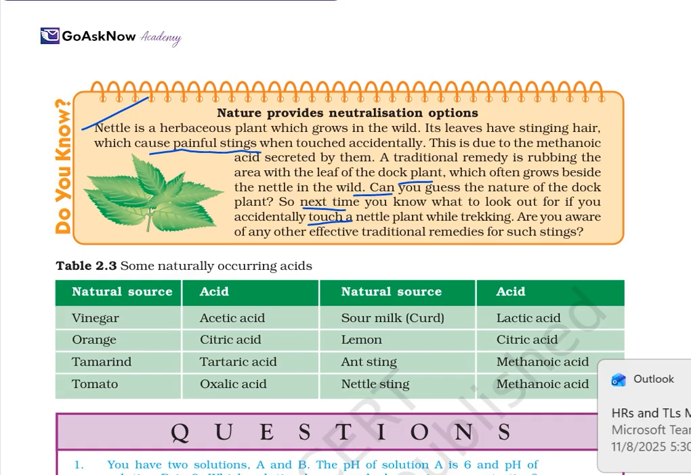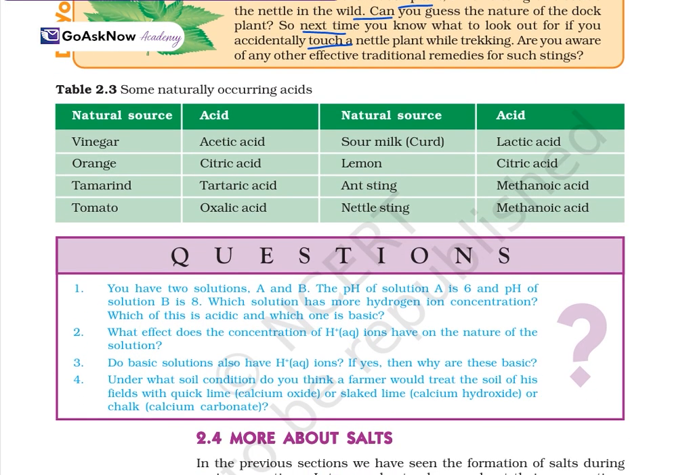Now, here are some naturally occurring acids, natural sources and their acids. What kind of acid: whether it is acetic, citric, tartaric or oxalic. Vinegar is acetic acid. Orange is citric acid. Tamarind is tartaric acid. Tomato is oxalic acid. You can learn this table. Sour milk or curd is lactic acid. Lemon is citric acid.